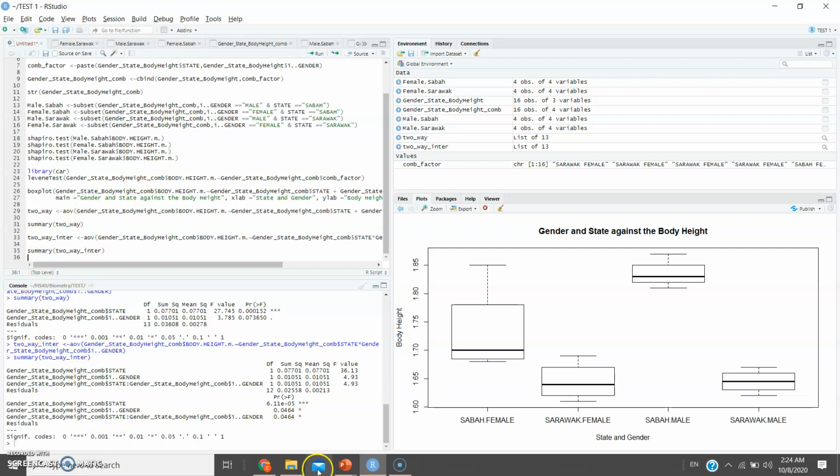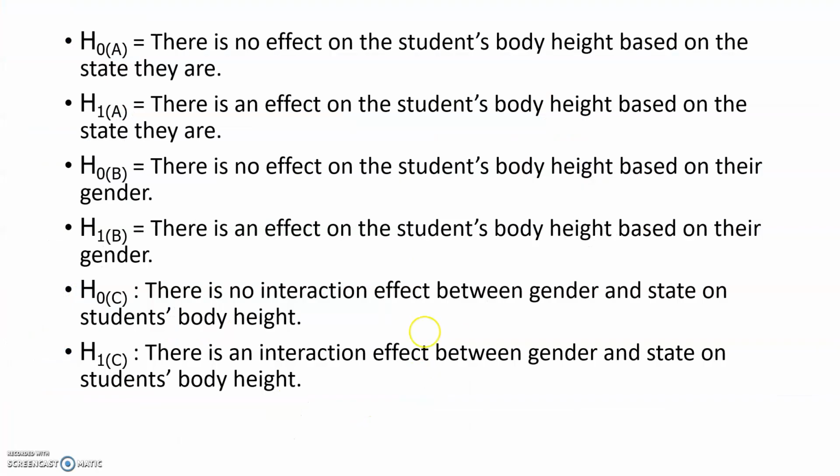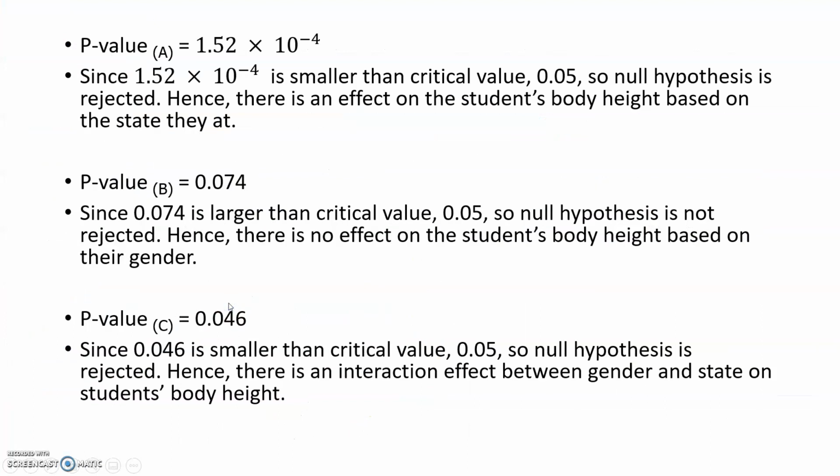So let's go back to the slide. The p-value for factor A, which is state, is 1.52 times 10 to the power of negative 4, which is smaller than the critical value. So the null hypothesis is rejected. Hence, there is an effect on students' body height based on their state.